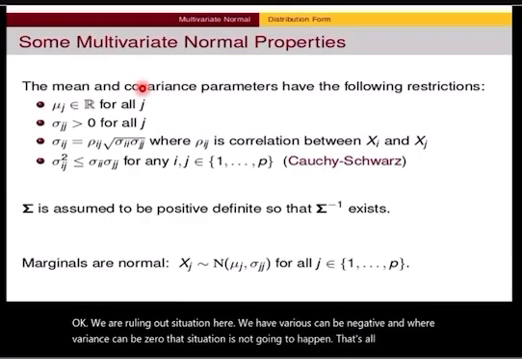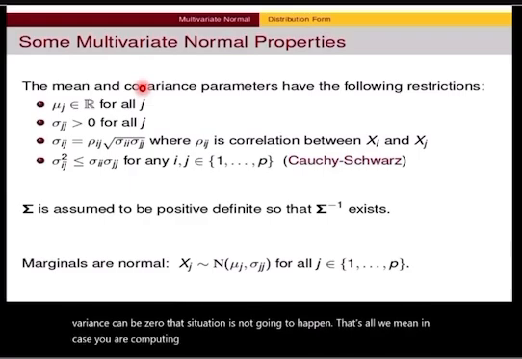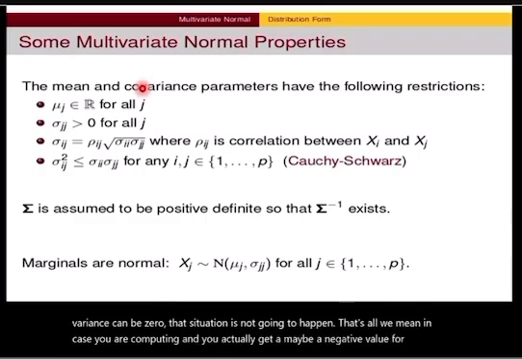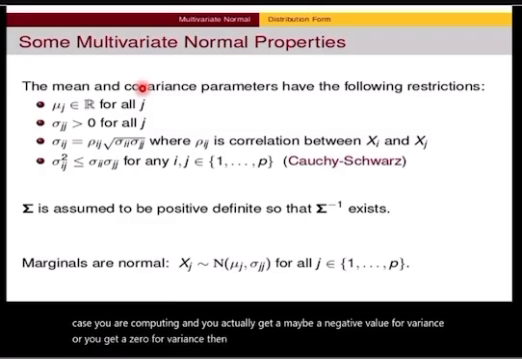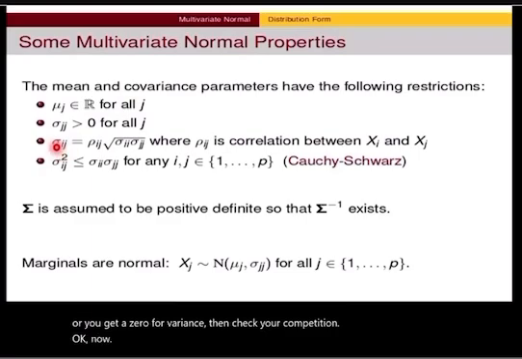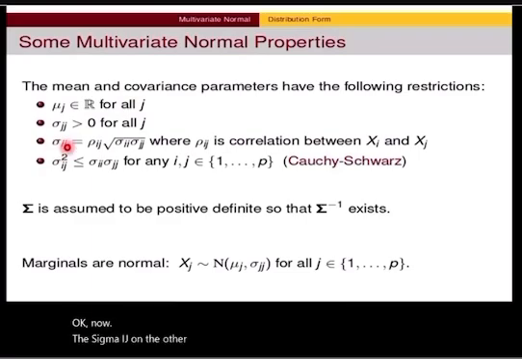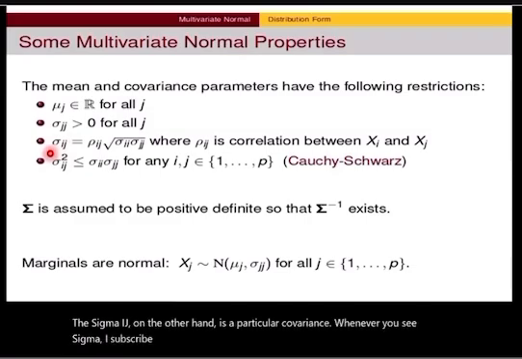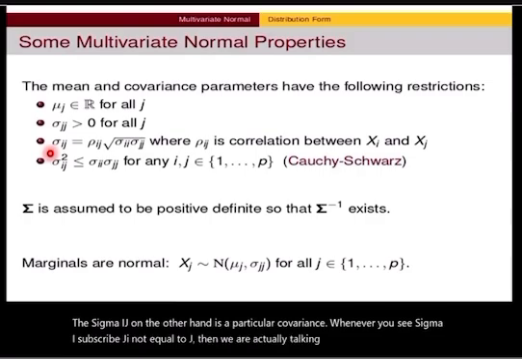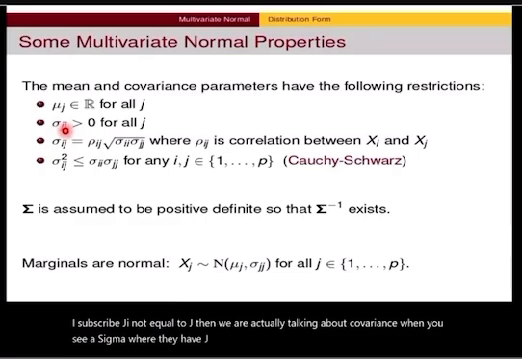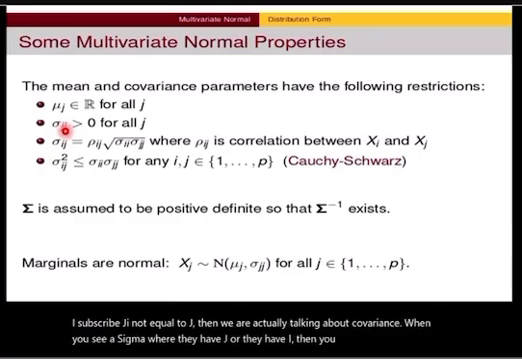In case you are computing and you actually get maybe a negative value for variance, or you get a zero for variance, then check your computation. Okay, now the sigma ij, on the other hand, is a particular covariance. Whenever you see sigma subscript ij, i not equal to j, then we are actually talking about covariance. When you see a sigma where they have jj or ii, then you're referring to variance.